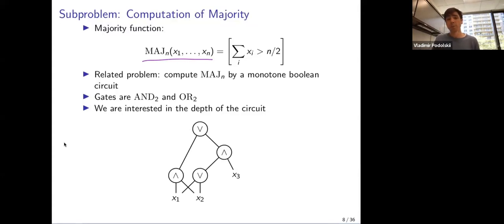And we want to compute this function by a monotone Boolean circuit. So the gates are ANDs and ORs of 2 inputs. The fan-in of gates I will write in a subscript. And we are interested again in the depth of such a circuit. Here is an example of a circuit that computes majority of 3 variables. If there are questions on the model, I will explain it in this example. If there are no questions, I move on.